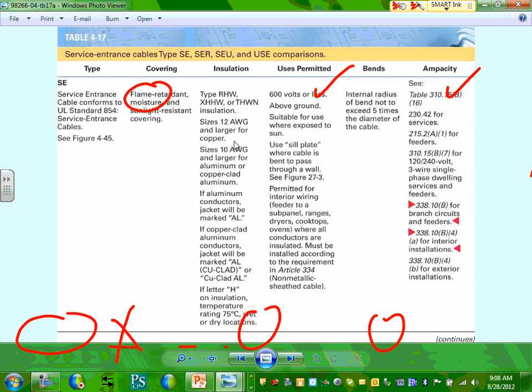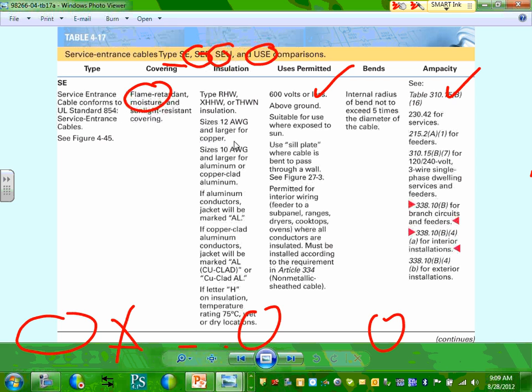Okay, the last thing that they had here, if you guys go to table 4.17, they have the SE cable. SE cable is a special type of cable we use for service. I personally use it for service conductors, service entrance conductors, and so forth. Here's how these come: SE, SER, SEU, and USE. If you have a U in the name, it's rated for underground. That's kind of easy to remember. So here's the sizes. Here's the description that they use.